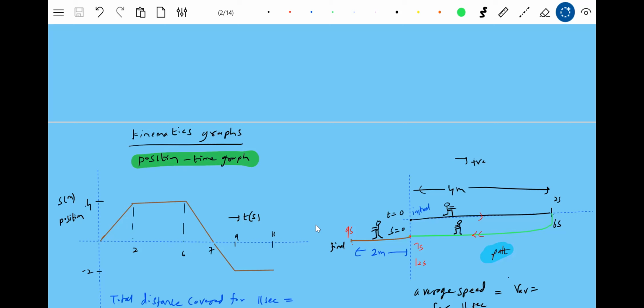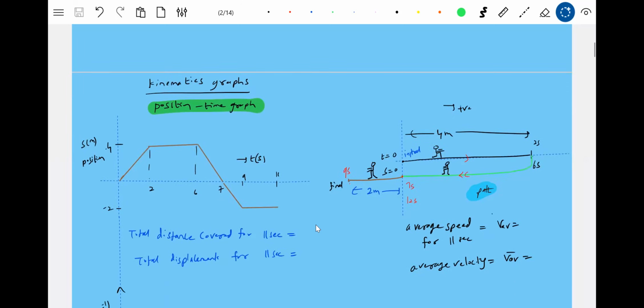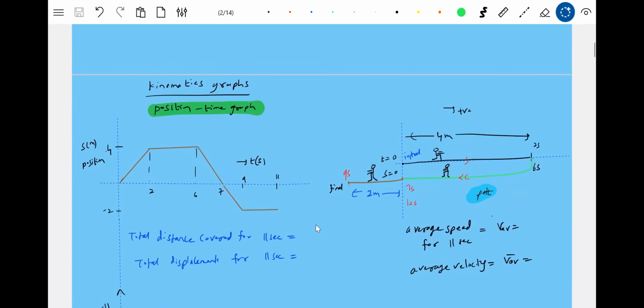I'm showing you already. I have written some pre-content so that I can save time.